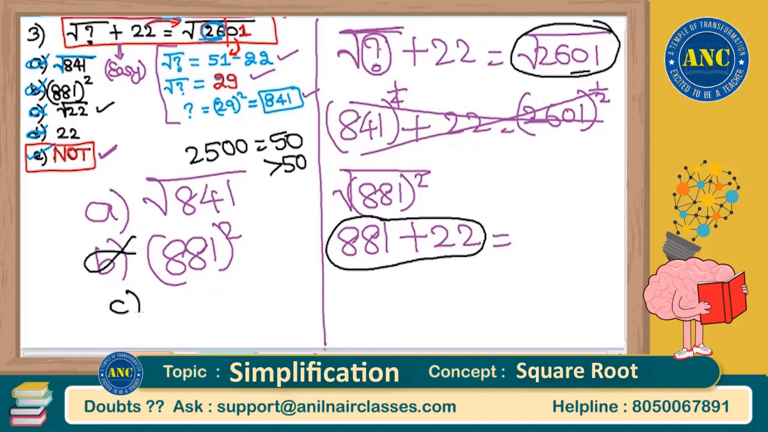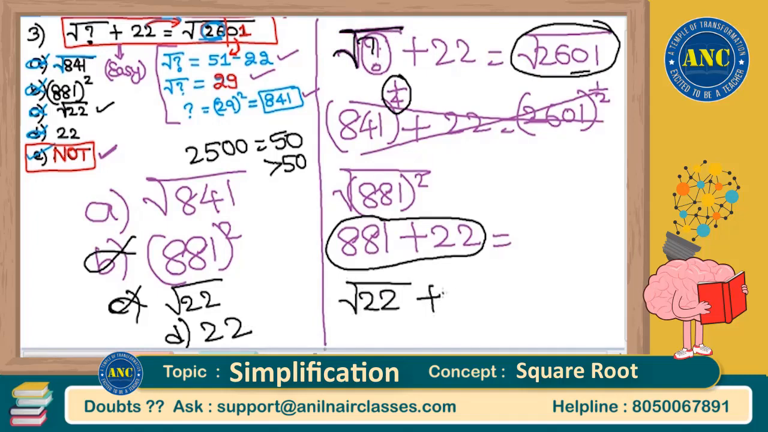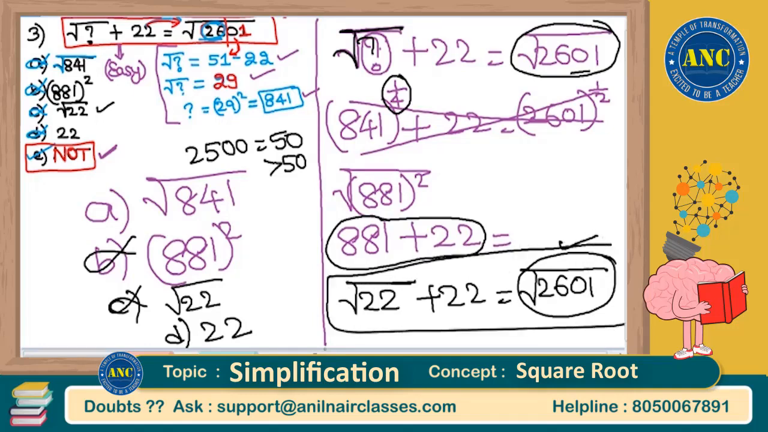Third option is root 22. Again it will become power 1 by 4. That cannot be the answer. Fourth option is only 22. Now square root of 22. Square root of 22 is not a perfect square, but right hand side root of 2601 is a perfect square. Left hand side is a non-perfect square, right hand side is a perfect square. It cannot be a valid case.